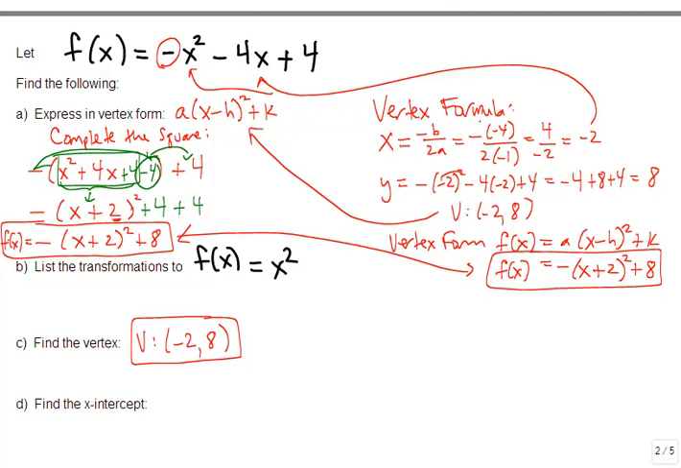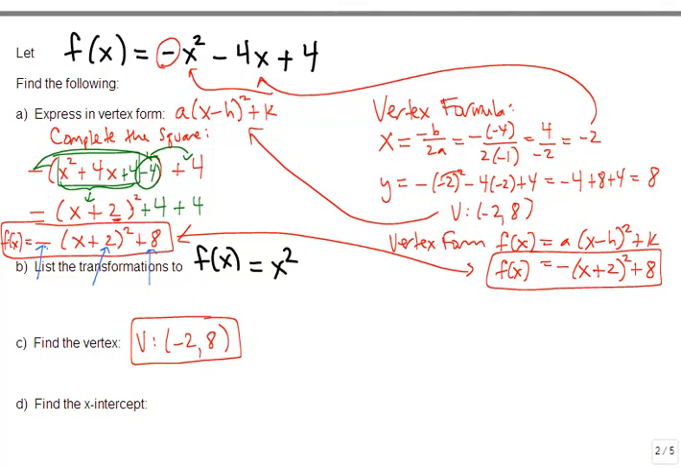I tend to like this vertex formula method just because I'm usually having to use the vertex formula to find the vertex anyway, so I just make use of that information instead of having to go through all the work of completing the square. Now, why is it necessary to have the vertex form in the first place? Because that'll answer this next question. If you want to know what kind of transformations are being applied to your function, you need to have it in this factored form. And the reason why is because then you'll be able to see what this negative is doing, what this plus 2 is doing, and what this plus 8 is doing.